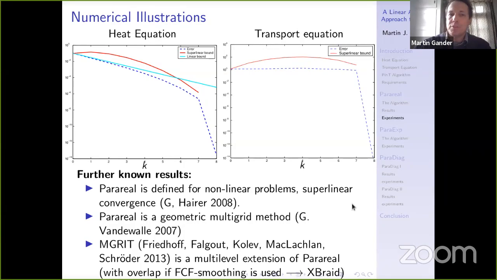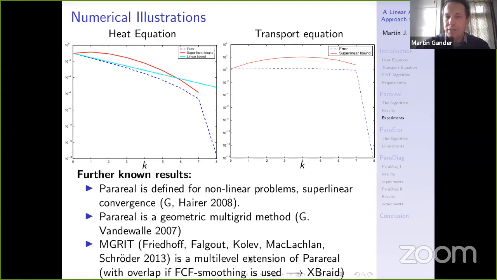There are further known results. The algorithm is also defined for nonlinear problems. It converges also superlinearly for nonlinear problems. One can show that it's a geometric multigrid method. And there is a very important generalization that has generated a lot of new information and algorithmic techniques, which is called MGRIT. The first variant came from Friedhoff, Falgout, Kolev, MacLachlan, and Schroder in 2013.